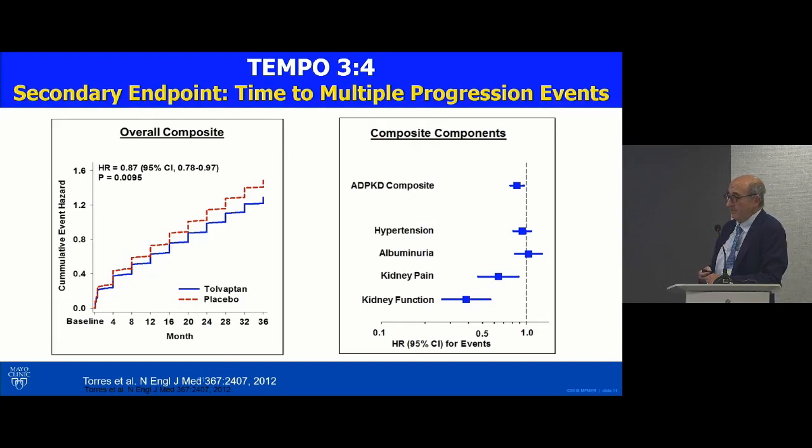Now, the secondary endpoint was the time to multiple progression events, which included categorical change in hypertension, categorical change in albuminuria, episodes of kidney pain, and kidney function. And this also was a positive result, and that was driven mostly by the effects on kidney pain and kidney function.